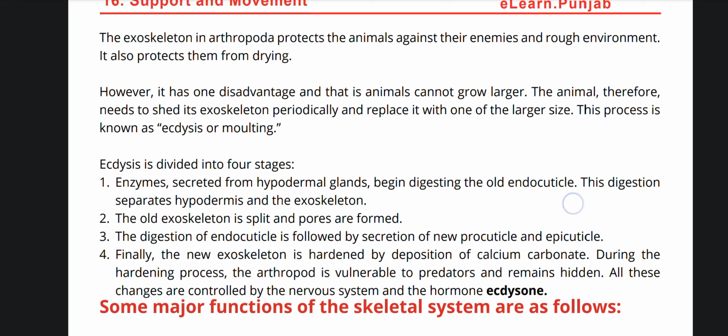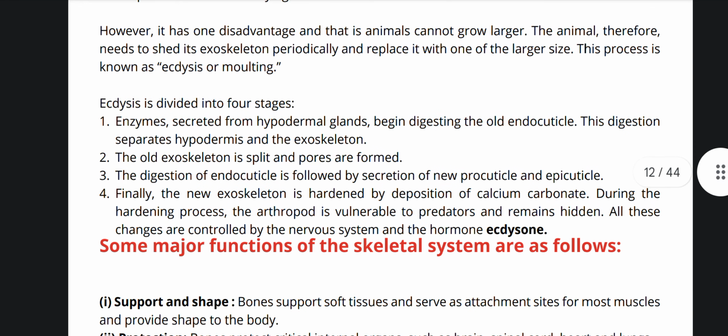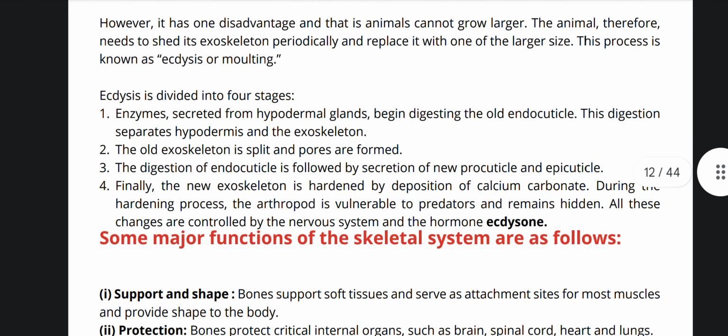This process is known as ecdysis or molting. Ecdysis is divided into four stages. Number one, enzymes secreted from the hypodermal glands begin digesting the old endocuticle. This digestion separates hypodermis and the exoskeleton. The old exoskeleton is split and pores are formed. The digestion of endocuticle is followed by the secretion of new cuticle and epicuticle.